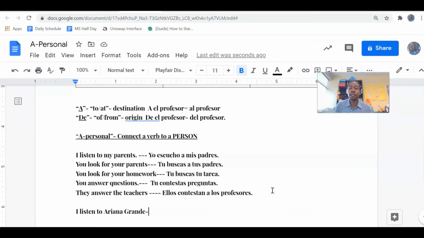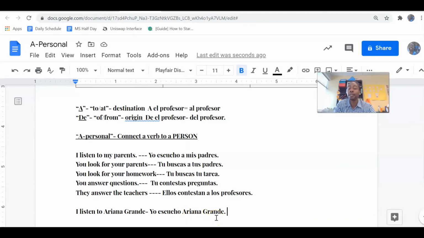So if I'm saying I listen to Ariana Grande and I am talking about her as her music, then what I would say is "yo escucho Ariana Grande." And this is the normal thing that the average person does. They may listen to Ariana Grande, and we're just talking about a CD. I guess there's no such thing as CDs. We're talking about a stream or Spotify or YouTube or something.